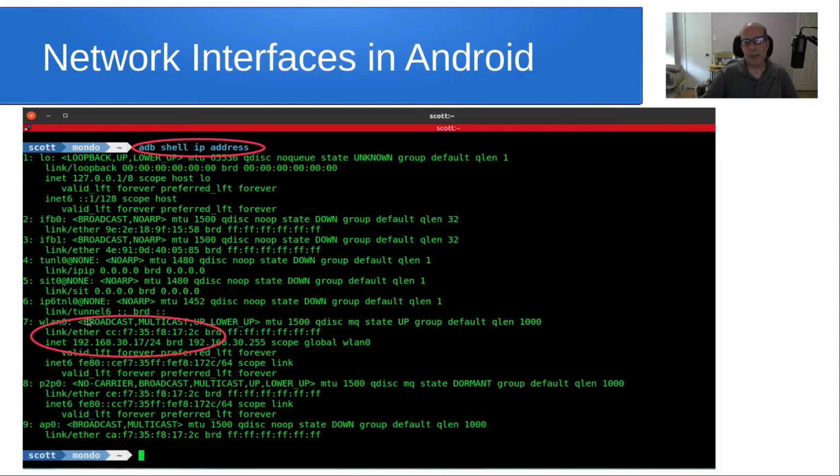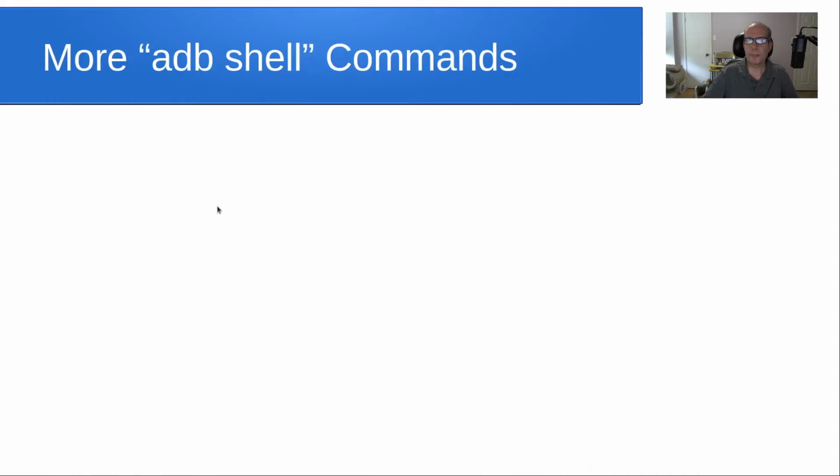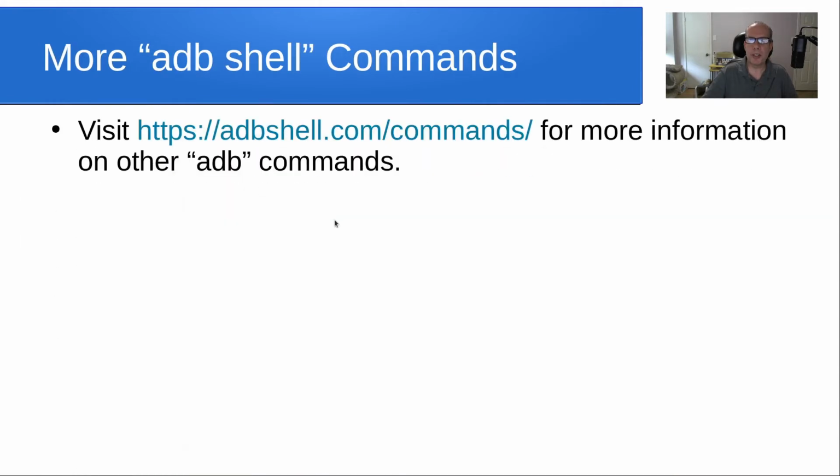Now, some of these other devices that exist here, for example, the tunnel device you see, is because on my Fire TV 4K stick, I have NordVPN installed. So you will see other interfaces if you have other pseudo devices, network devices out there. So it's nice to be able to look at the network settings on your Fire TV or your other Android device. So there's more adb shell commands.